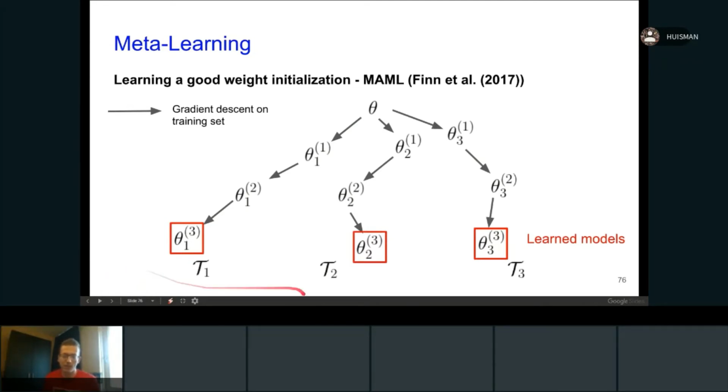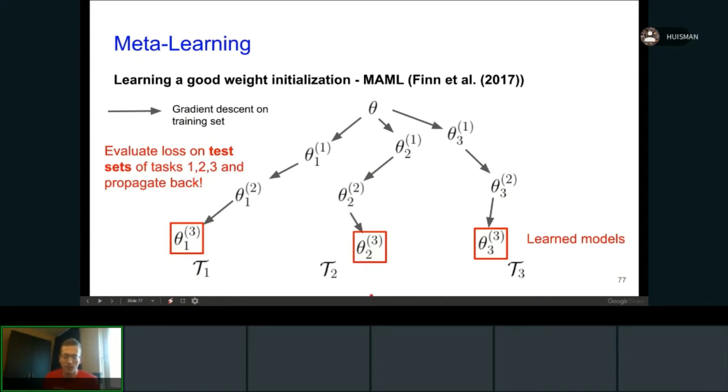tasks. Then we get these loss signals, and we can propagate this loss signal backwards through this computation graph, and that will give us this gradient signal right here, which tells us how the performance of these learned models at the bottom depends on our chosen initial parameters. And if we feed this into gradient descent, it can simply propose an update for our initial parameters that presumably leads to faster learning of these tasks.